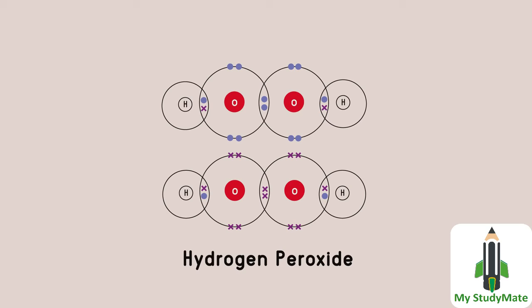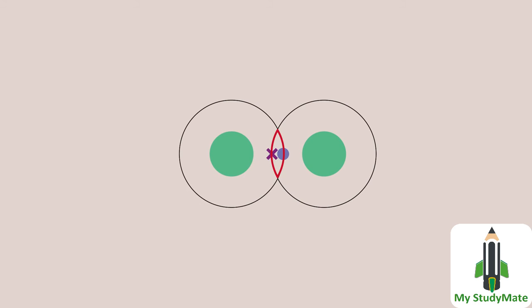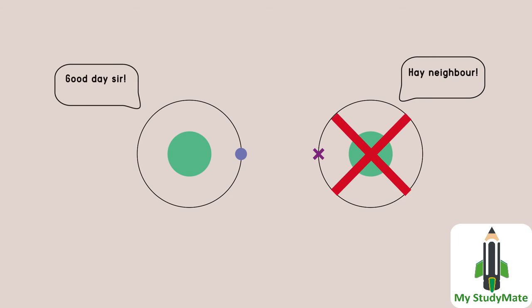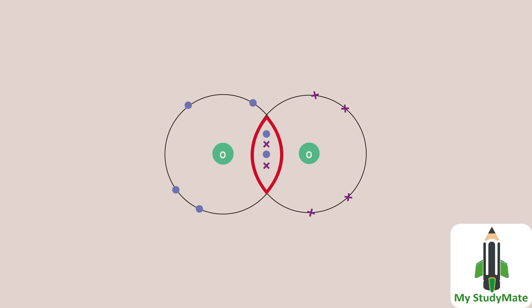I hope you have enjoyed this video on dot and cross diagrams and now feel confident representing ionic and covalent bonds using dots and crosses. Remember, dots and crosses are used to distinguish between neighbors in a bond, not different elements. Ions need to have square brackets around them and charges on the outside, and covalent bonds overlap.